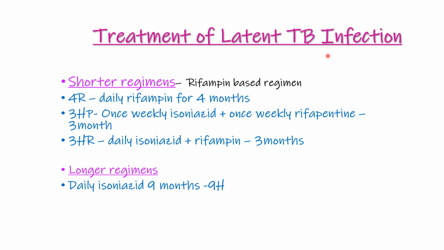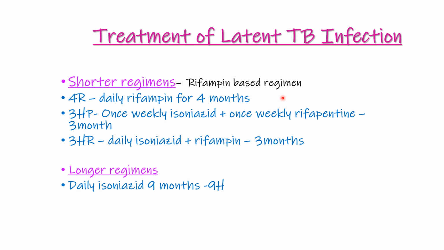Latent TB infection is when you have been infected by TB, that is Mycobacterium tuberculosis, and then your immune system has controlled the infection. You have three outcomes when you're infected by TB: either your immune system controls the infection, or it clears the infection, or you get active TB. When you're at latent infection, your immune system has controlled the infection. So we have shorter regimens.